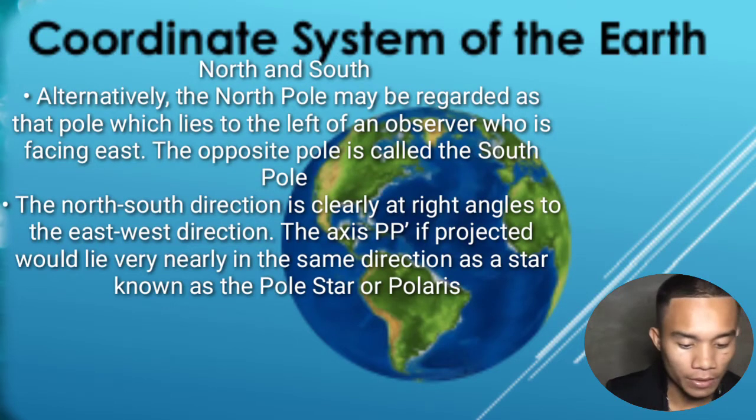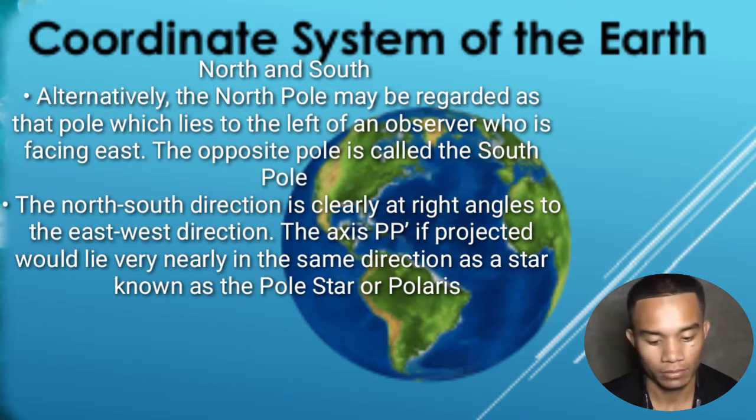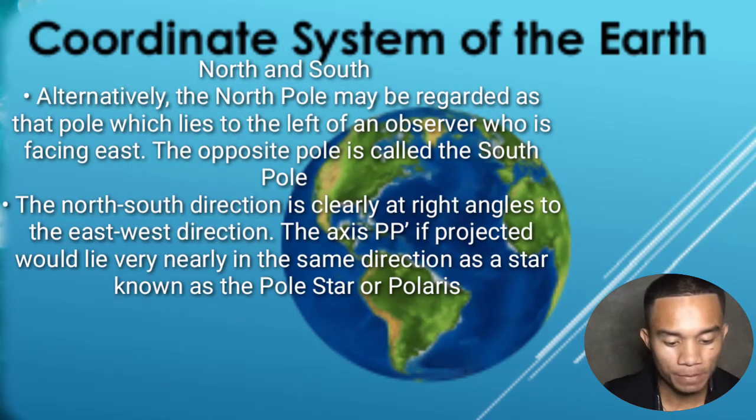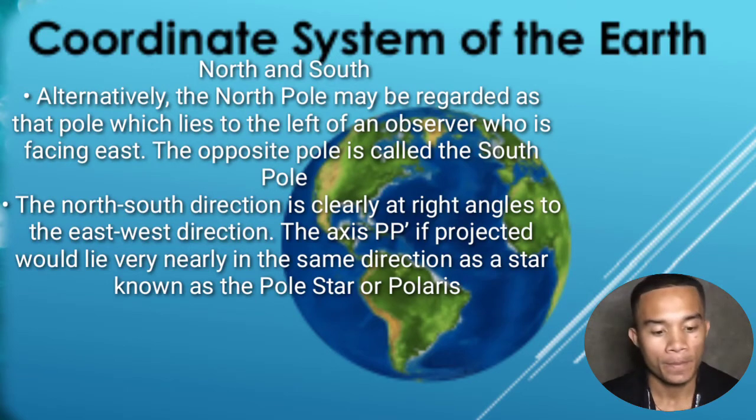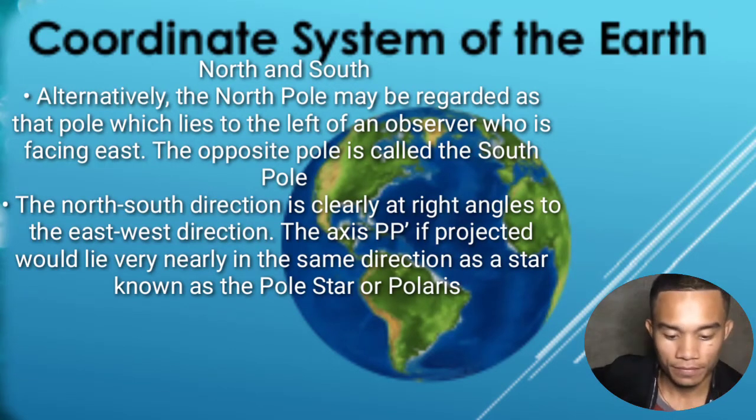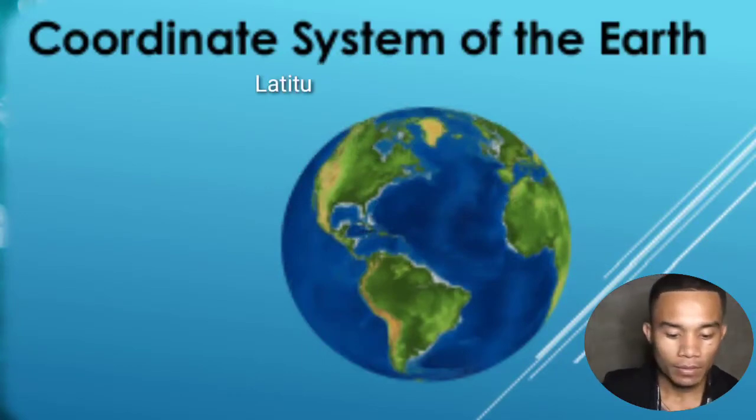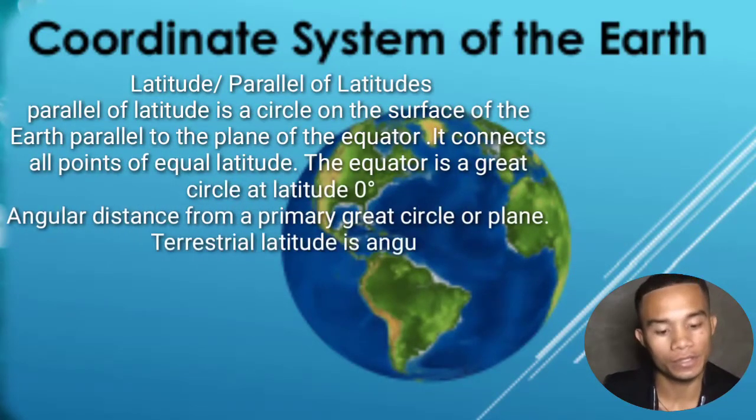The north-south direction is clearly at right angles to the east-west direction. The axis PPP projected will lie very nearly in the same direction as a star known as the pole star, Polaris. Latitude and parallel of latitudes.